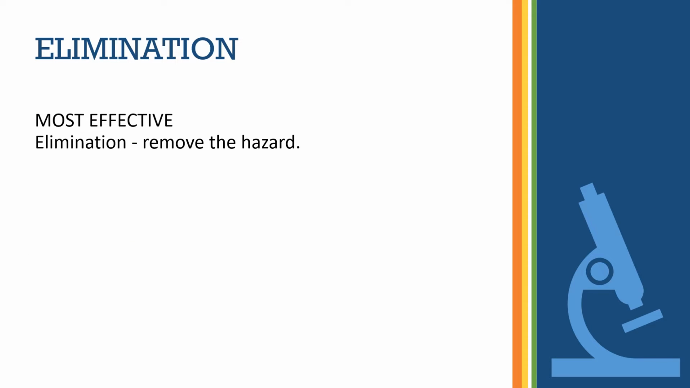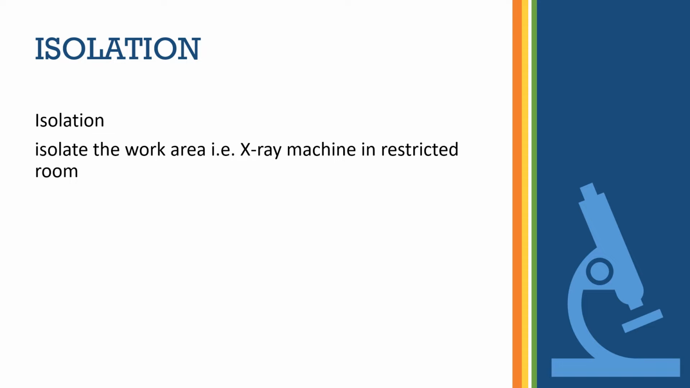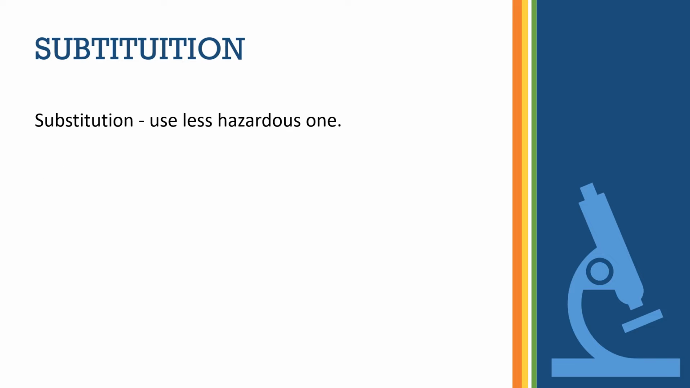Elimination: remove the hazard. Isolation: isolate the work area. Example, an X-ray machine in a restricted room. Substitution: use a less hazardous one.